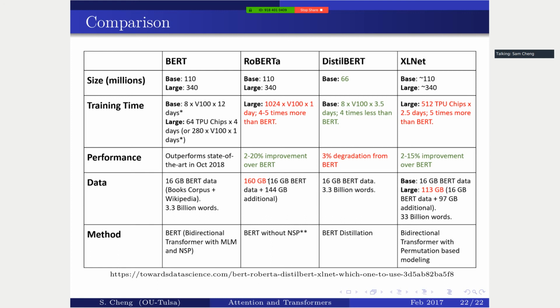But the XLNet model is huge, and if you look at how they train this model, if you want to train from scratch, it will be really expensive. For example, XLNet used 512 TPU chips for 2.5 days, 5 times more than BERT, I think.